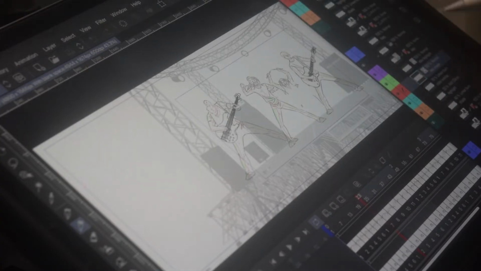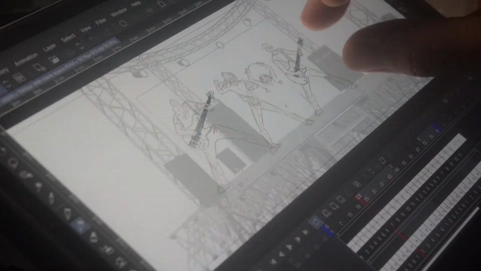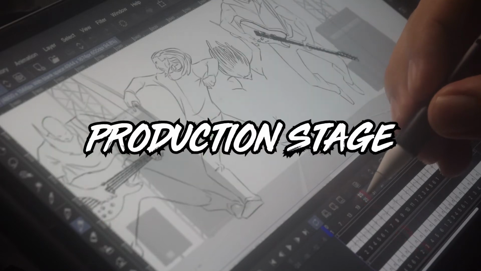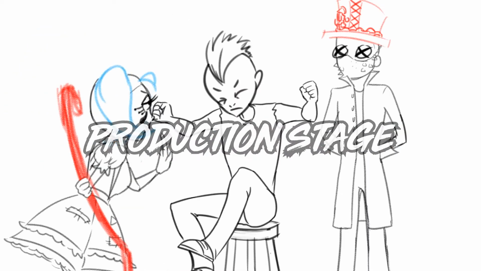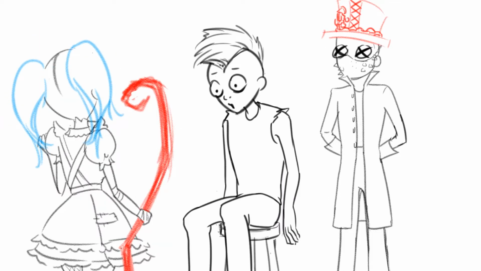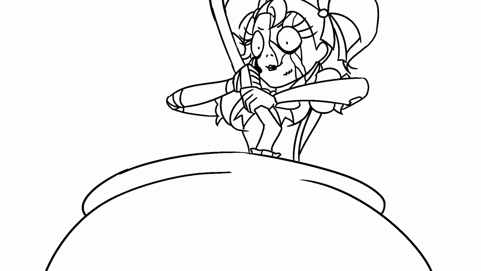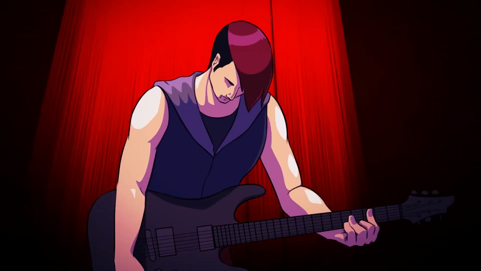After we're finished with the pre-production, we move on to the nitty-gritty part. The production itself. This is where we animate the cuts and scenes of the animated video. We divide the tasks from keyframes, in-betweens, to colors and backgrounds.